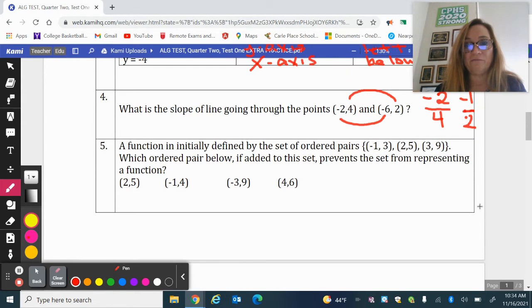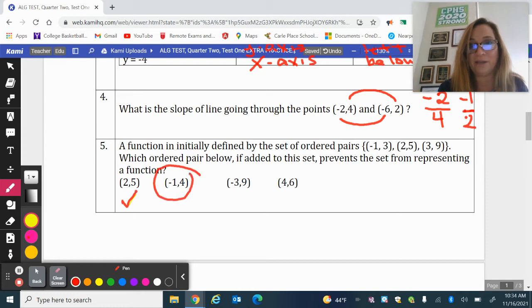A function is originally or initially just defined as this set, which ordered pair, if added, prevents it from being a function. So you can't add another 2 with a different answer, but this is fine. Okay? You can't add that because negative 1 already has the answer of 3. This is fine. It's a totally different x. And this is fine. It's a totally different x. So just make sure you don't fall for the trap of saying 2, 5, because 2, 5 is okay.